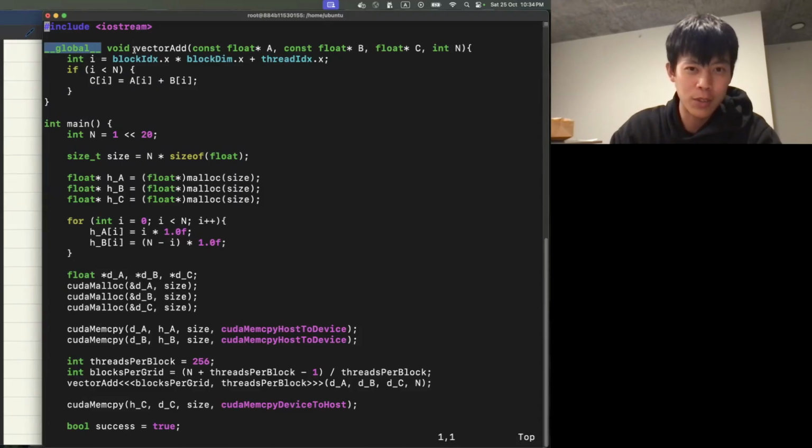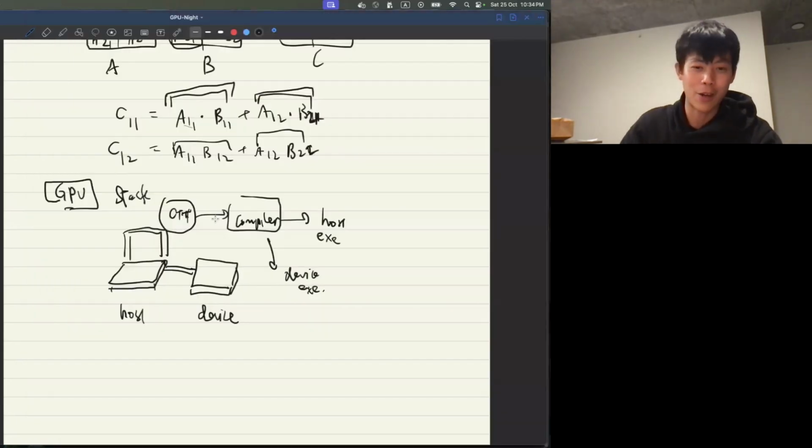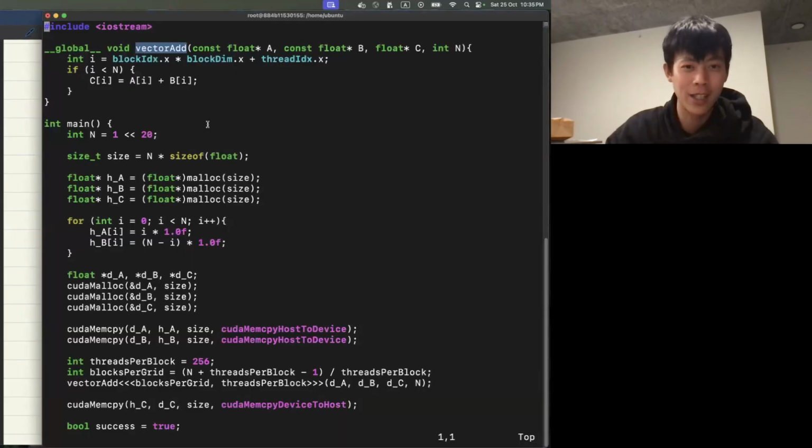This __global__ just denotes that this function vector add is a kernel. A kernel is equivalent to a function, honestly. So it's just saying this vector add is a kernel that is supposed to be compiled and executed on the device. And also, the host can initiate the launch of this kernel. Basically, back to this diagram, it's telling the compiler that I have this vector add kernel, and you should compile it on the device, but give the host a handle to call this to launch this kernel. Okay, let me switch back.